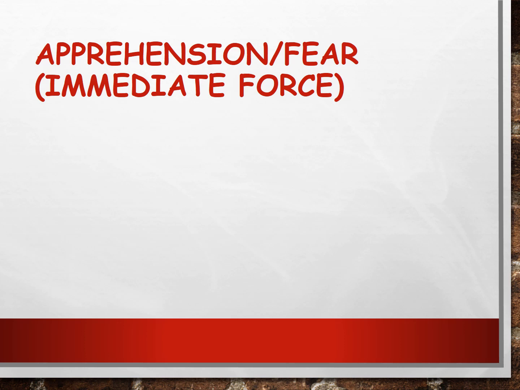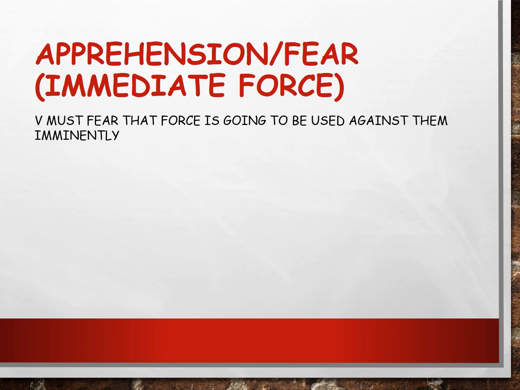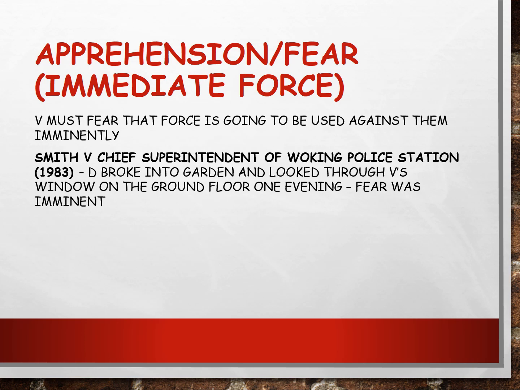What could we evidence in terms of something causing apprehension or fear? And of course, that needing to be immediate. That's what the crime is about. It's about an act which is causing the victim to fear immediate unlawful force. So, of course, the victim must fear that force is going to be used against them. And a court has said, in the case of Smith, imminently. So what do we mean by immediate? We take that to mean imminent, which is almost instantly, in the very near future.